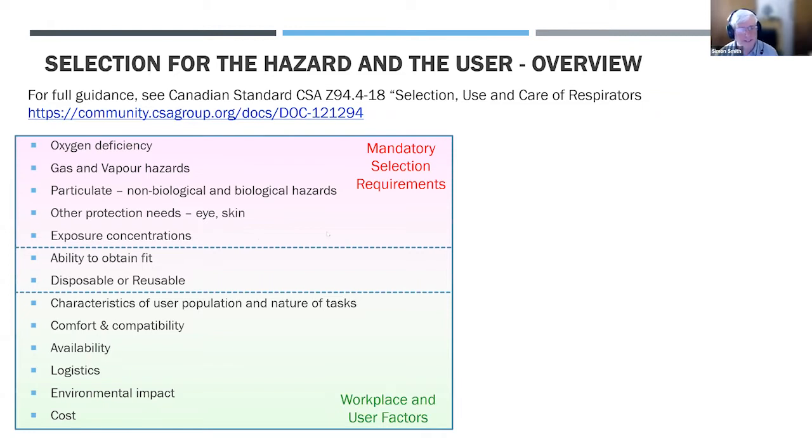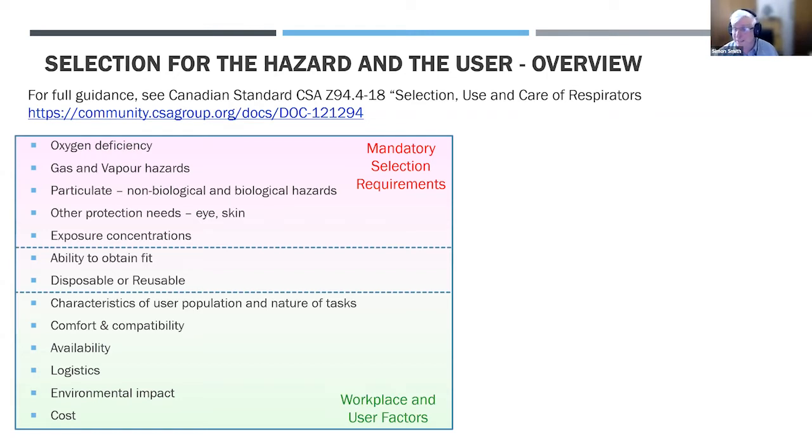And then there are issues around the workplace, looking at the user population, what sort of work's been going on, how comfortable different products are. Products of the same capability may have different levels of comfort, of course. Are they available? Logistics around supporting these. Again, it comes up sometimes with things like maintenance programs and battery use and so on.